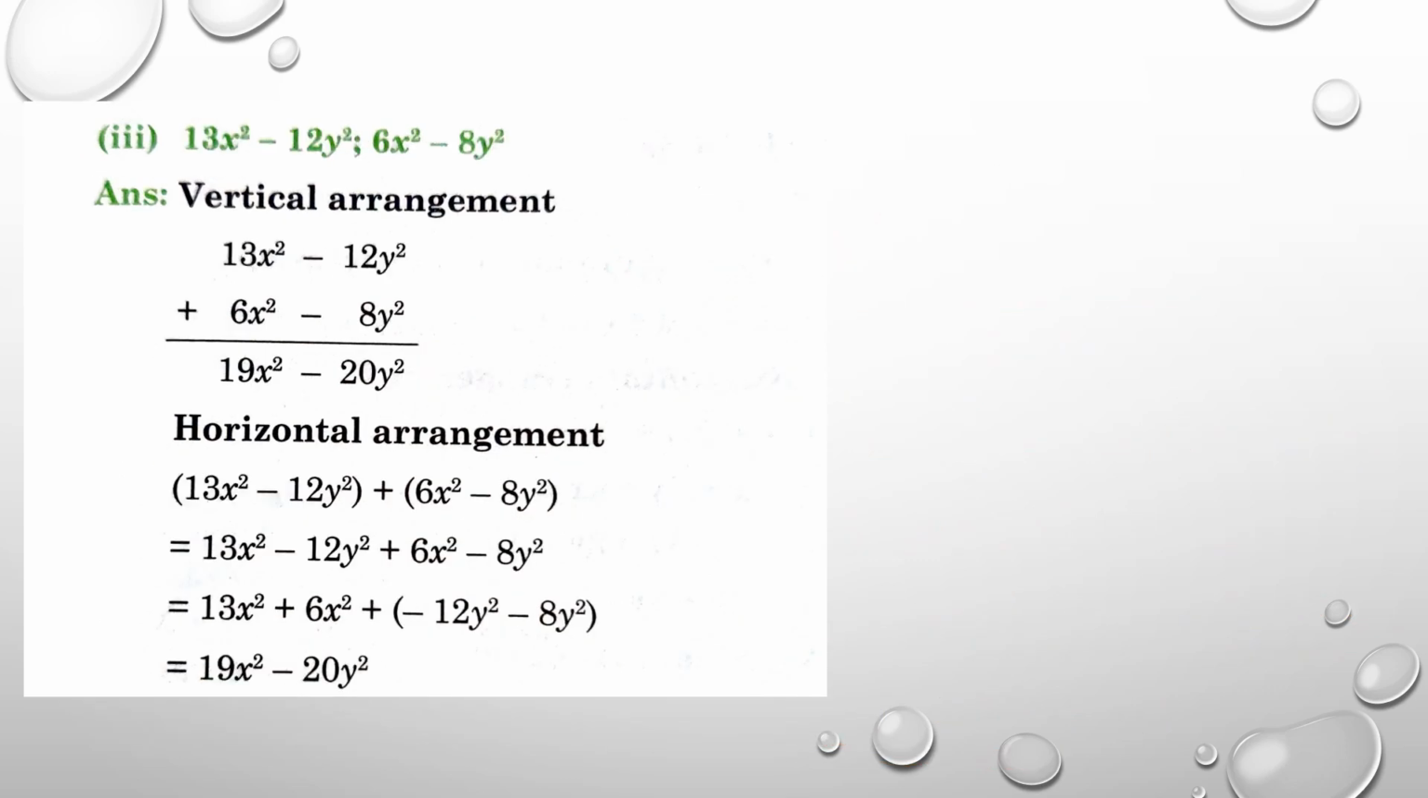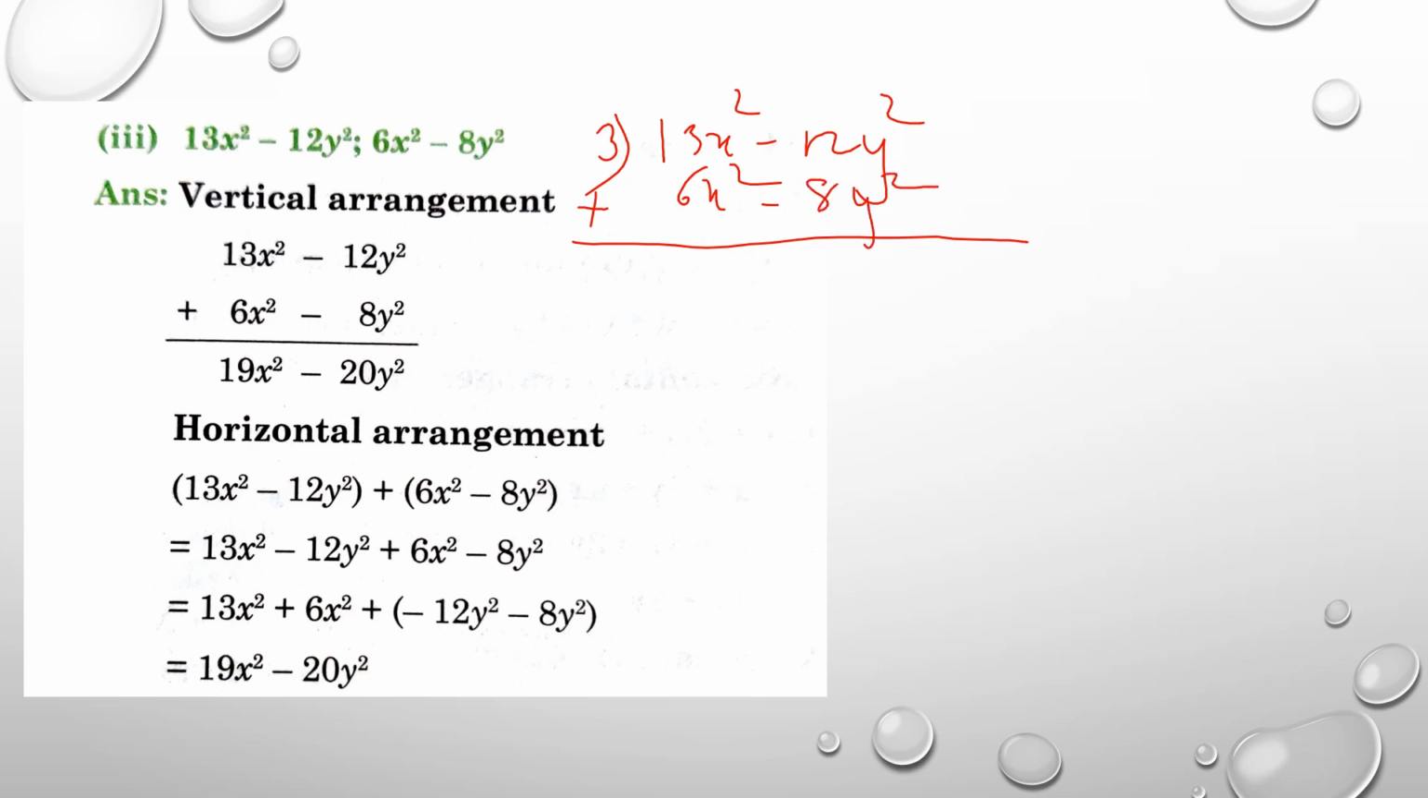Now let us do the third sum. 13x square minus 12y square plus 6x square minus 8y square. Where 13x square is written, there you have to write 6x square. Down you have to write 6x square minus 8y square. Where minus 12y square is written, there you have to write minus 8y square.